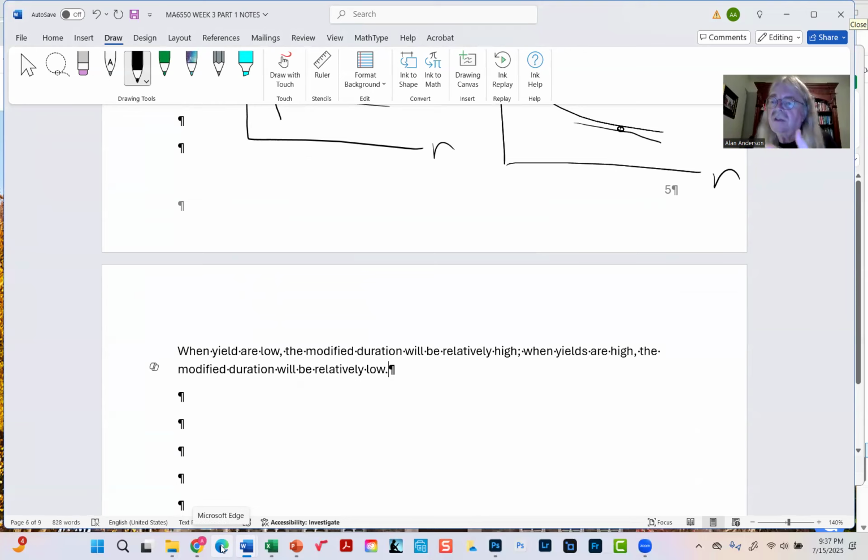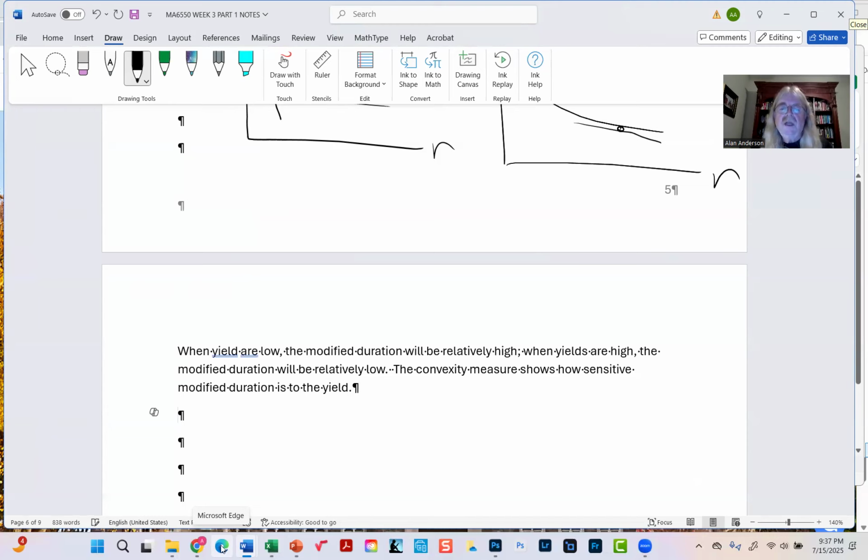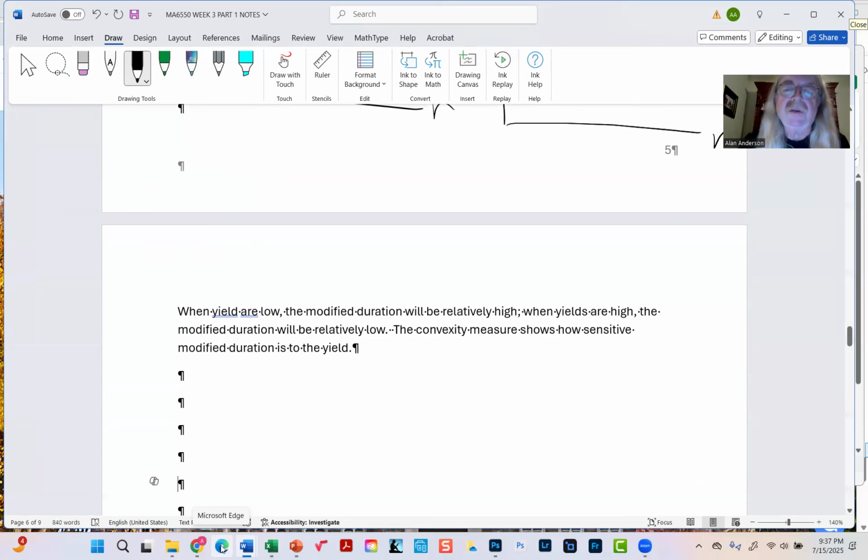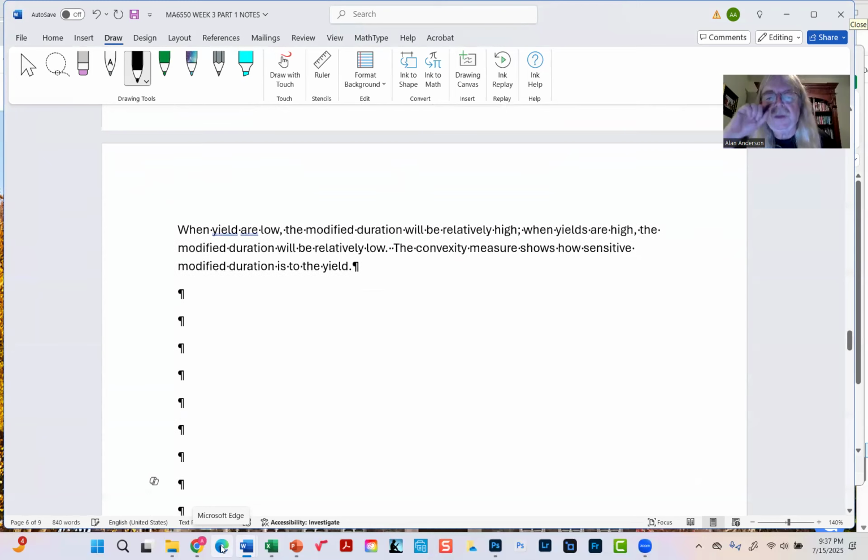So the duration itself is not a constant. It changes according to where we are on the price yield curve. So the convexity measure shows how sensitive modified duration is to the yield. So let me show you a couple more examples here so you can see more about this.